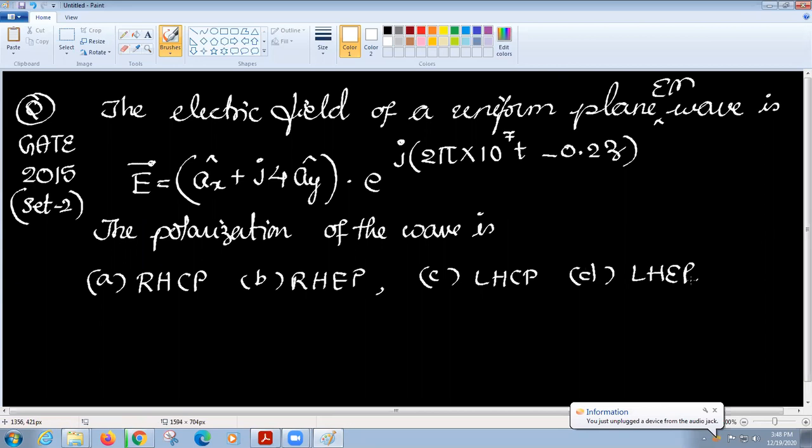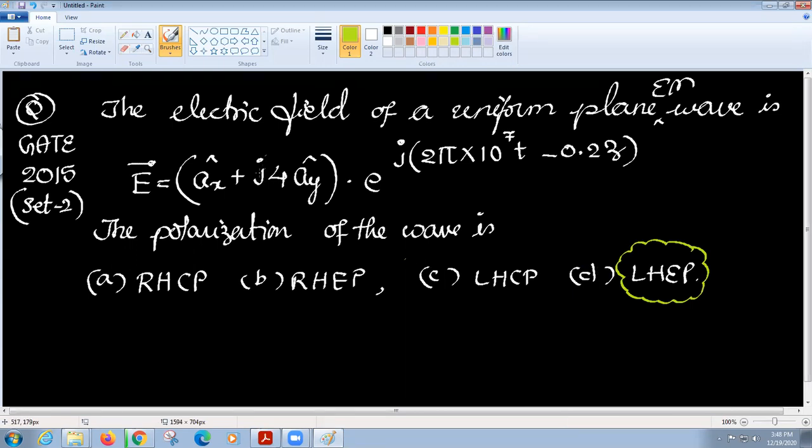Yeah, so which one do you think is correct? Left hand circular polarization, sir. Circular how? No, sir. Left hand elliptical polarization. Elliptical, very good. That's it. I think you just compare with the original one, right?